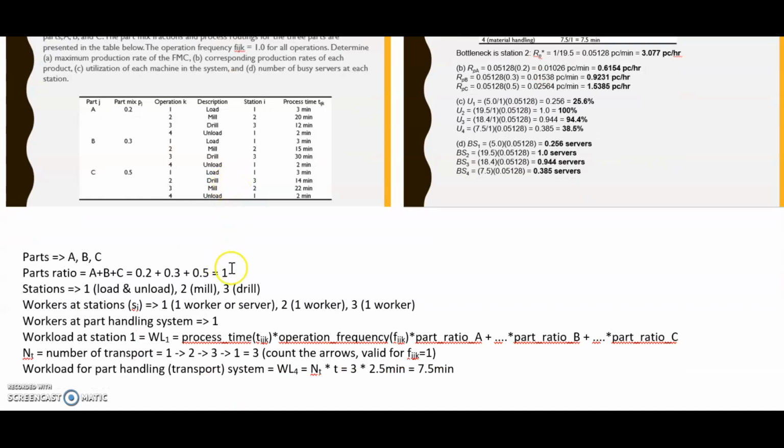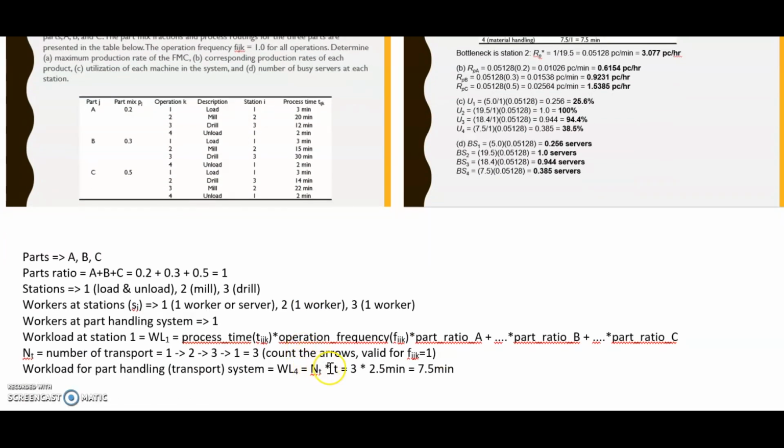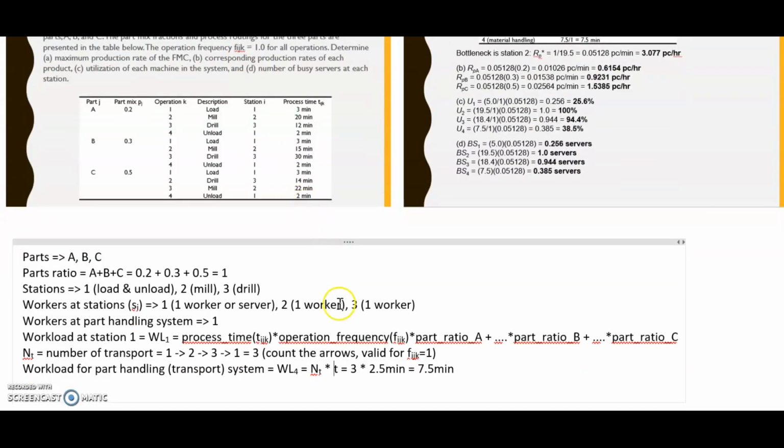To calculate the workload for the part handling system, which we refer to as the workload at station 4, the formula is NT times T. T is given in the question: the transport time is 2.5 minutes. Now we have to solve for NT, the number of transports. The easiest way to calculate NT is to look at the route of the paths.